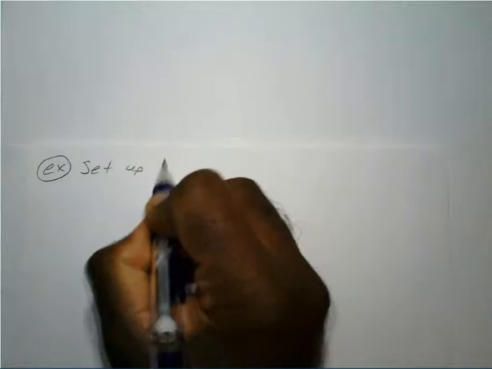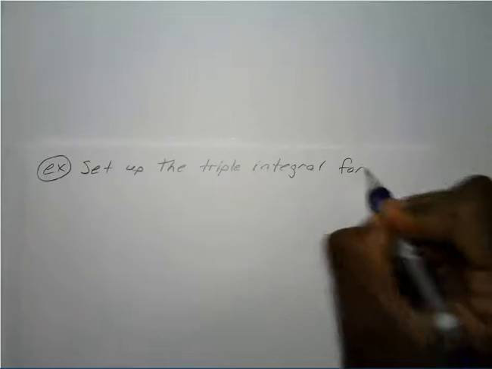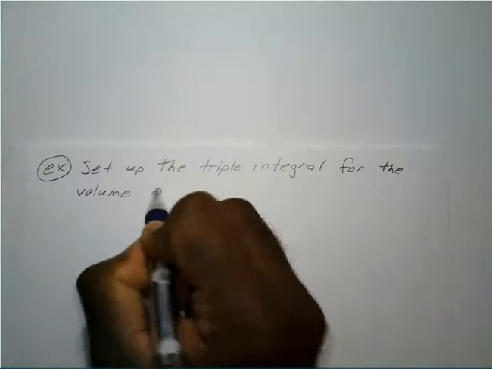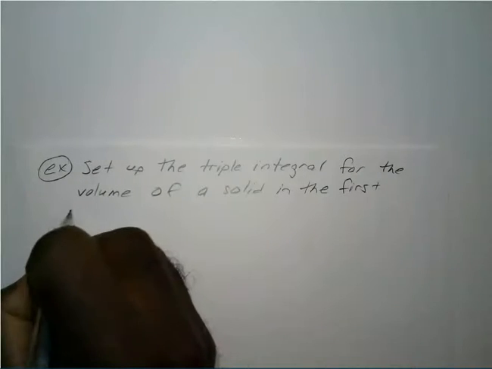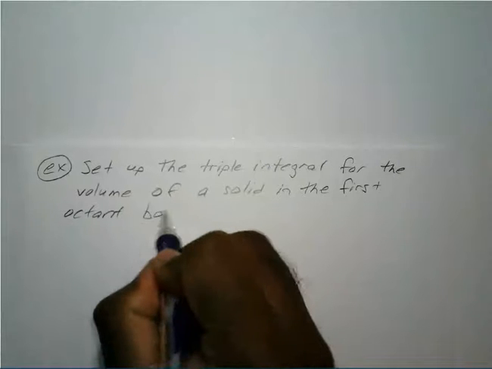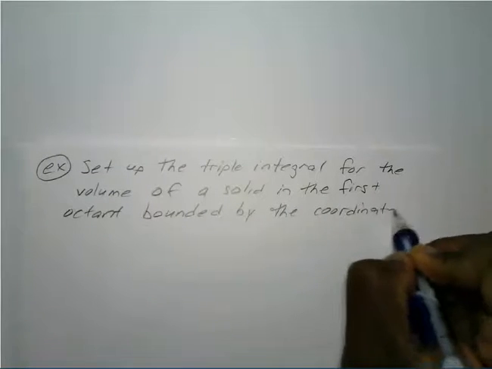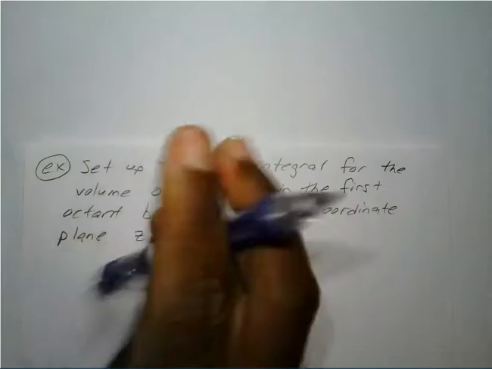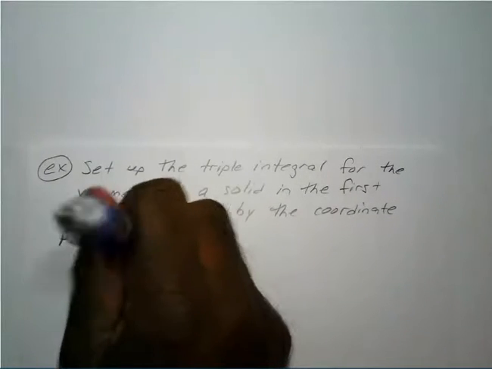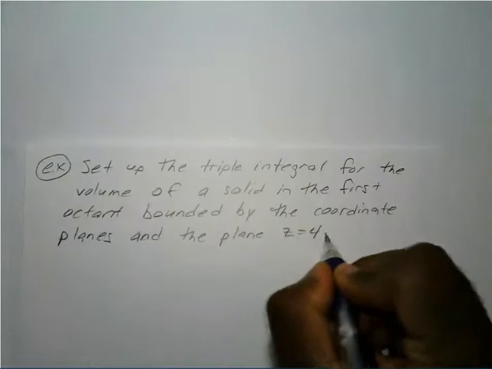Alright, so for example, what if we just want to set up the triple integral for the volume of a solid in the first octant bounded by the coordinate planes and the plane z equals 4 minus x minus y.